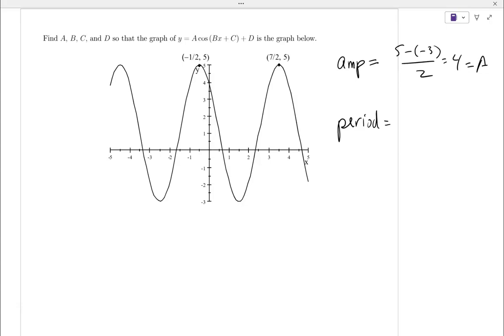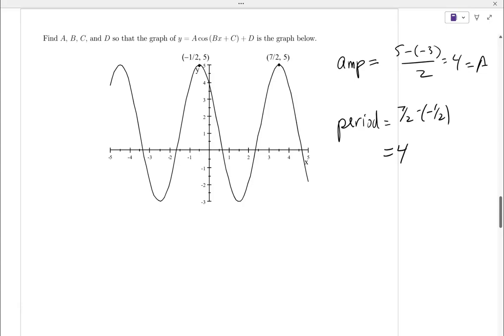Okay. How about the period? What did you get for the period? Good. Yep. We got 4 as well? How'd you come up with it? I subtracted 7 over 2 minus -1/2, the difference between those two x values. 8/2 is 4. Is that the B?